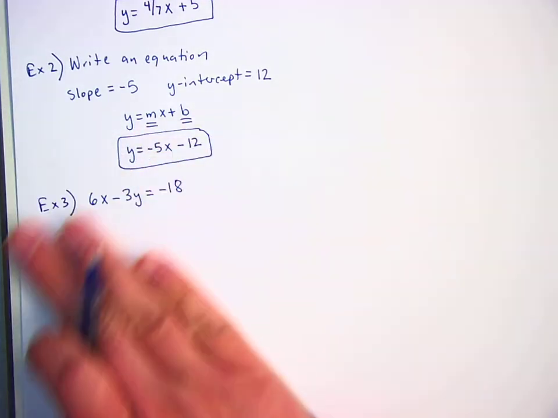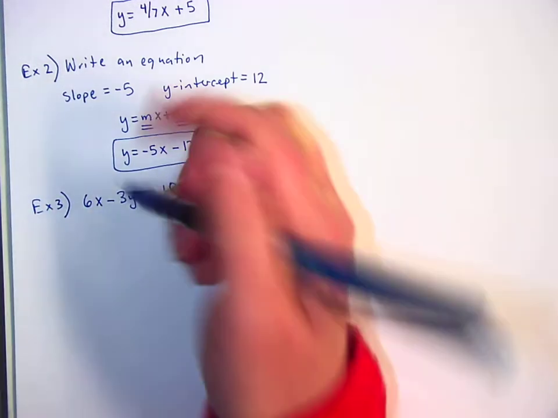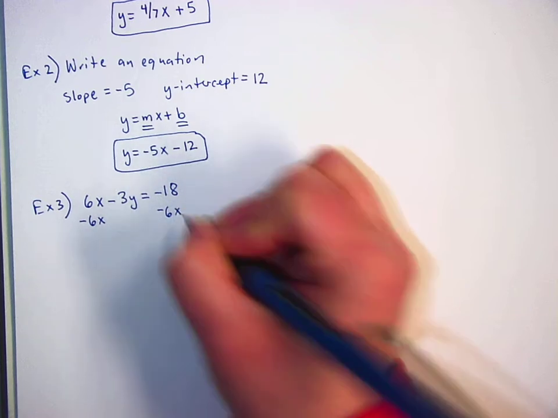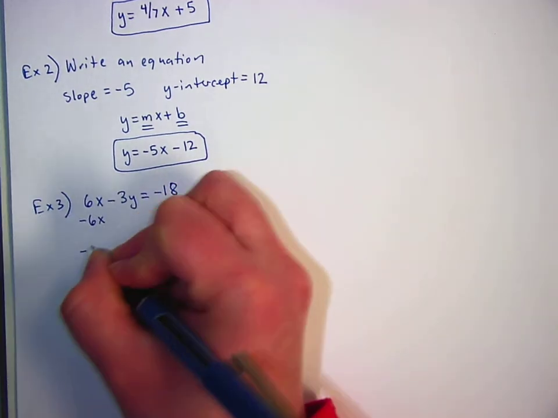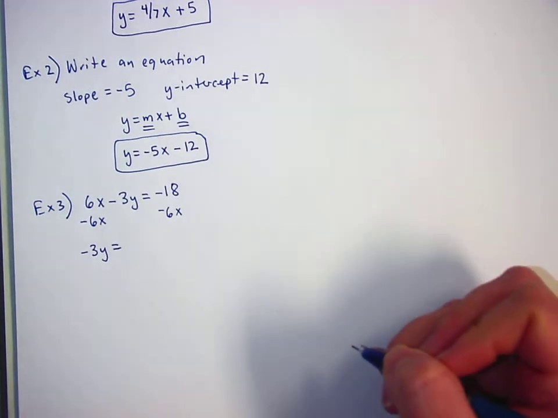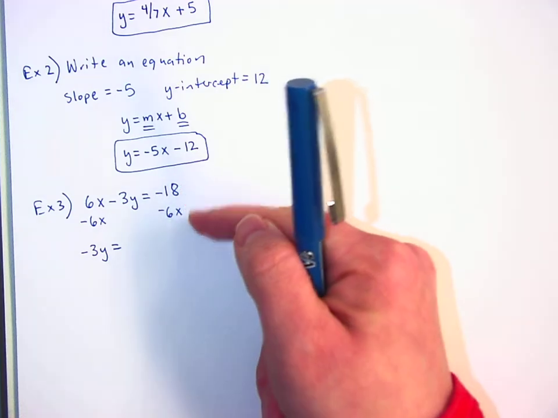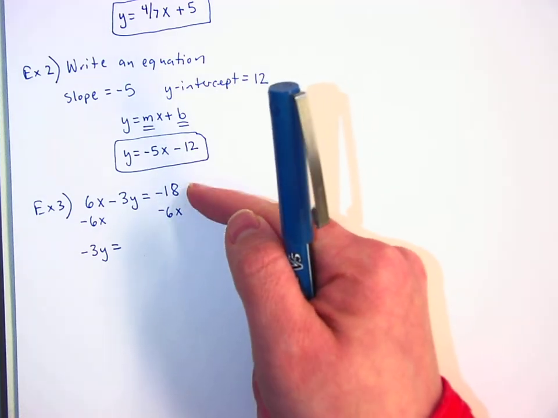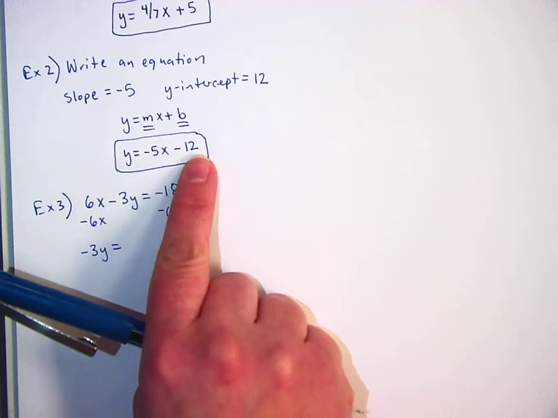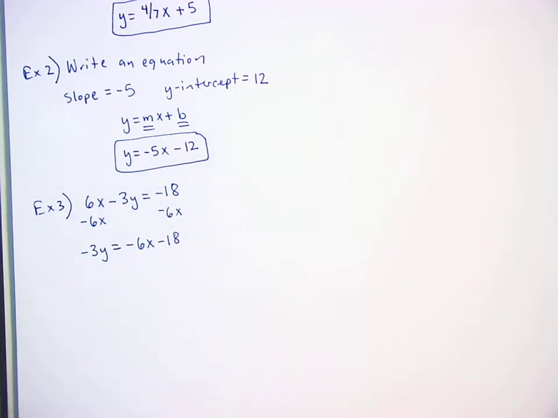So all we're going to do to make it look like that is we're going to move everything over to the other side using those properties that we know how to do. So the first thing I'm going to do is subtract 6x from both sides. I've got a -3y left on the left. On this side, see how I've got a -18 and a 6x? I can't put those together because one has an x and one doesn't. And I want it to look like something like this when I'm done. I want the x to come first and then that extra number, so I'm just going to write that -6x first, like that.